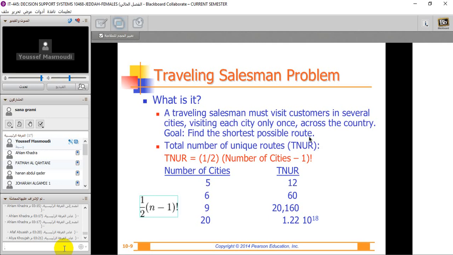So to find the best route, we need to find all the possible routes, and we will compute the distance for each route. What is the distance covered, and what is the cost of each distance? Each possible route, what is its cost?